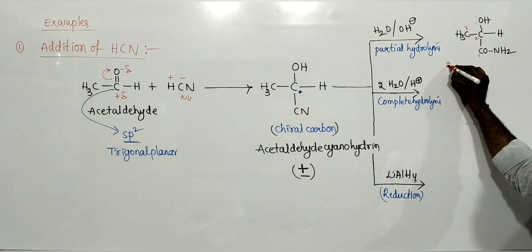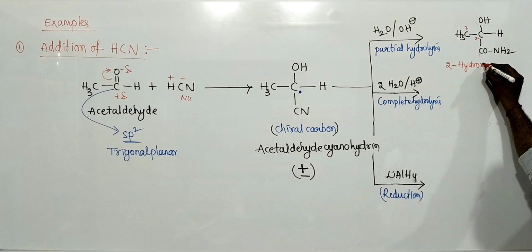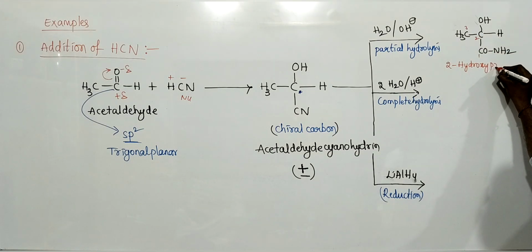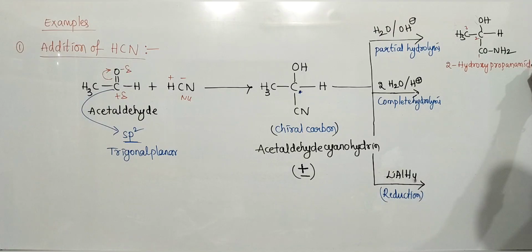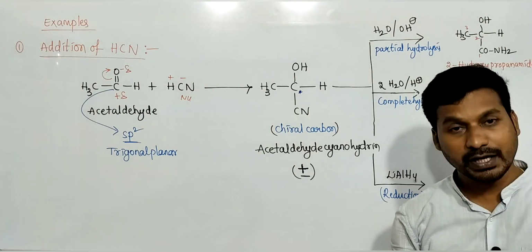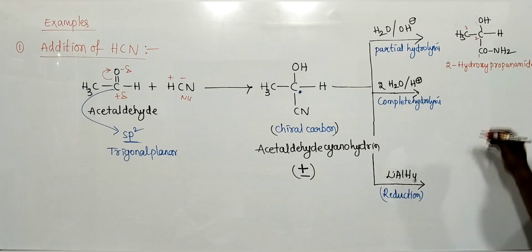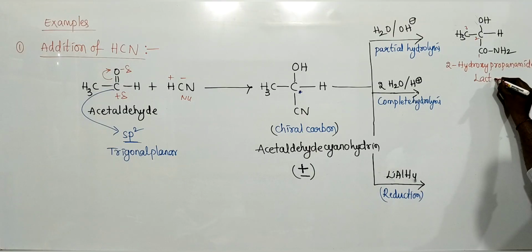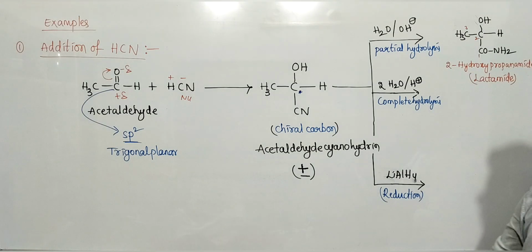What is the name? 2-hydroxy, on the second position hydroxy. How many carbons? Three carbons, prop, with a single bond, an. The CONH2 functional group is there, amide. 2-hydroxypropanamide is formed there. This is also called lactamide, a lactic acid derivative. On partial hydrolysis of acetaldehyde cyanohydrin, lactamide is formed.